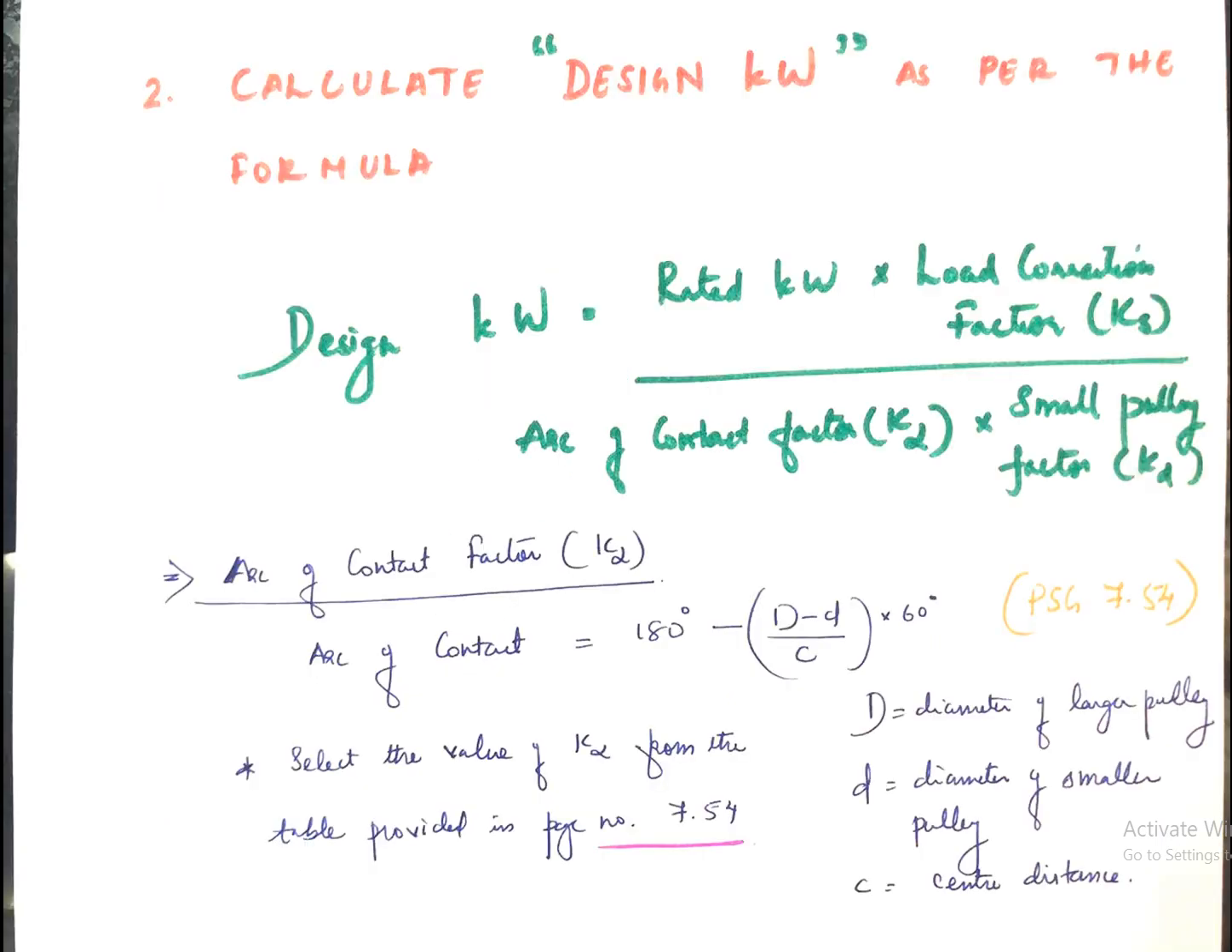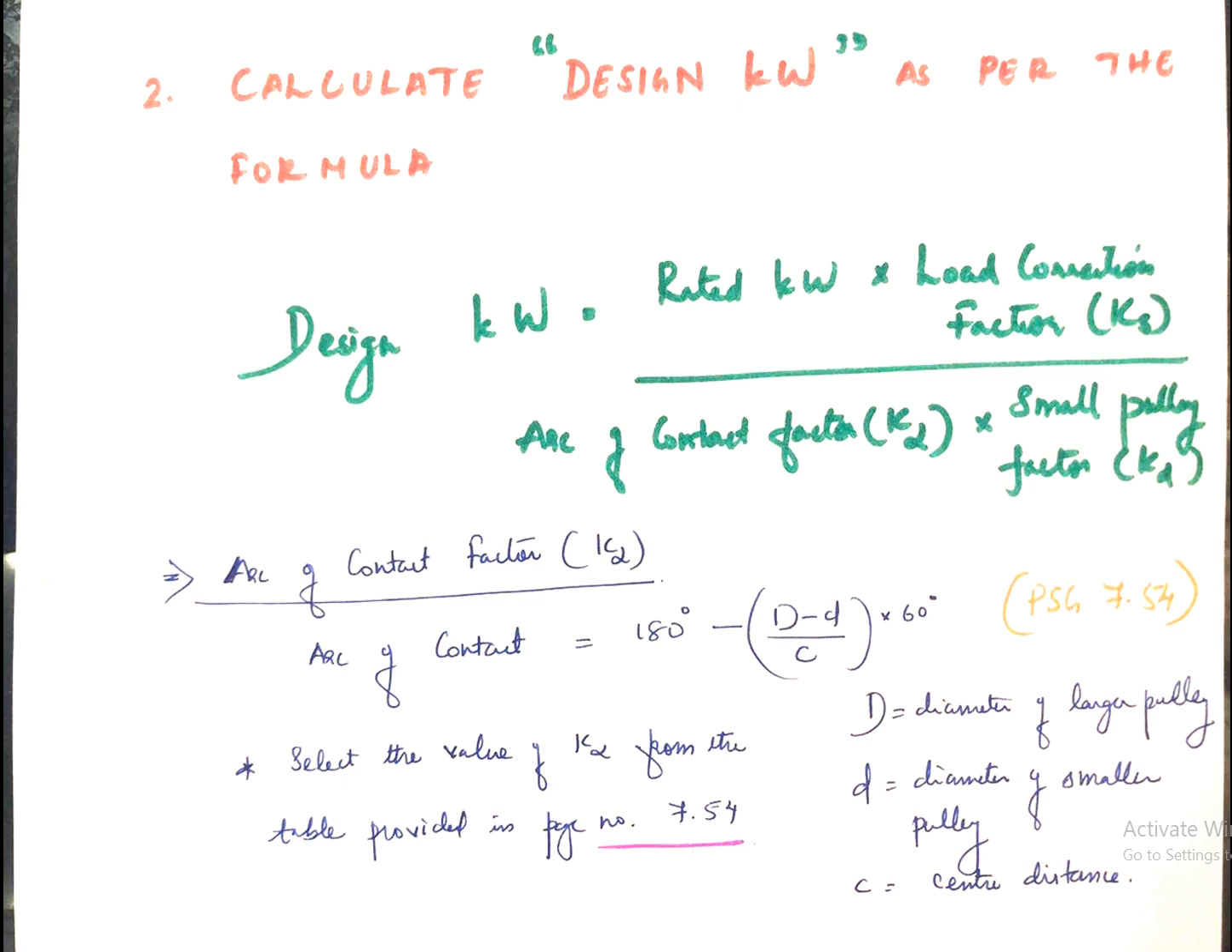calculate the rated or design load as per the formula. And this formula, mind you, is not in the data book. You need to learn this formula. It's a very simple formula. So first step, we have found the diameter, and the next step is to find the rated load. It can be found using this equation: design load in kilowatt is equal to rated kilowatt into load correction factor Ks, divided by arc of contact factor K alpha into small pulley factor Kd.